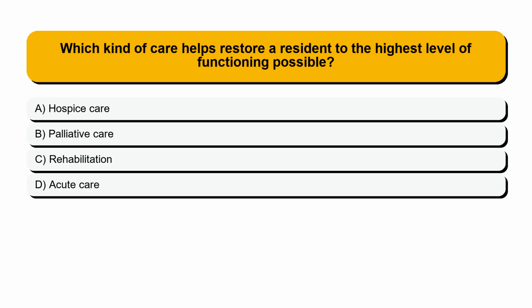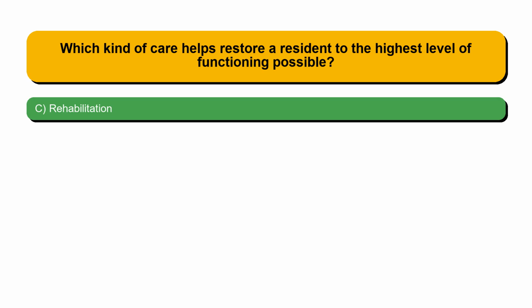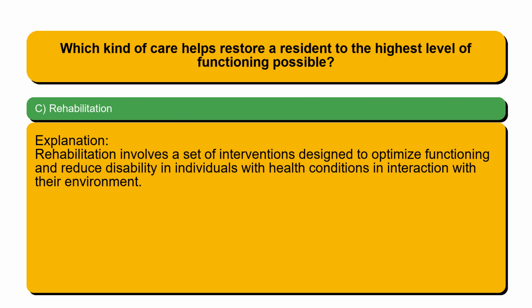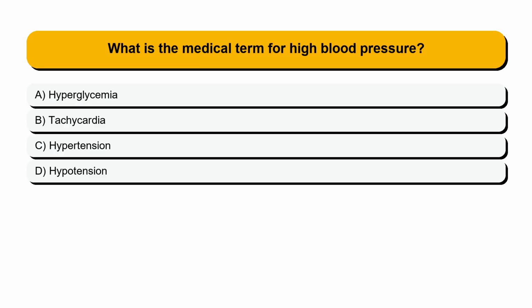Question 64. Which kind of care helps restore a resident to the highest level of functioning possible? Option A, hospice care. Option B, palliative care. Option C, rehabilitation. Option D, acute care. The correct answer is option C, rehabilitation. Rehabilitation involves a set of interventions designed to optimize functioning and reduce disability in individuals with health conditions and interaction with their environment.